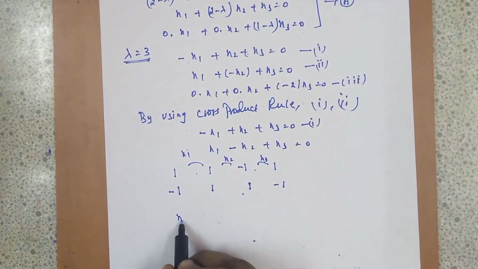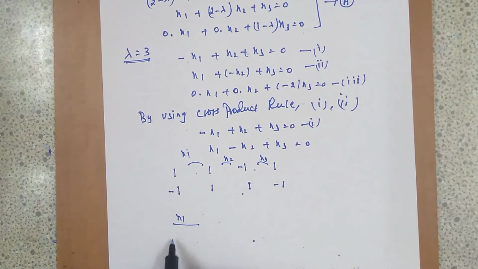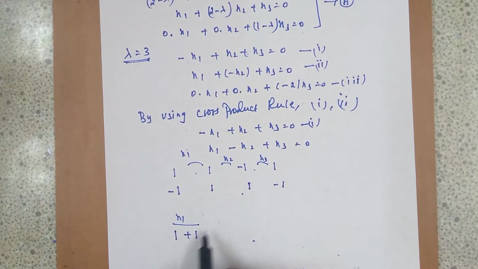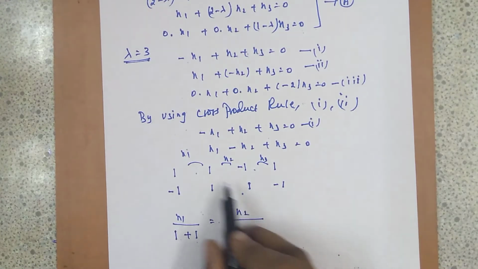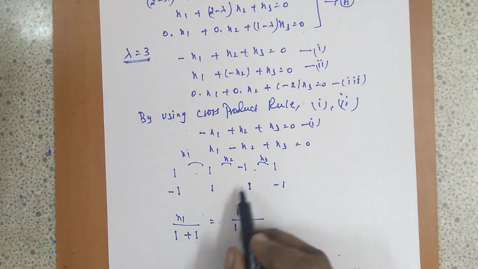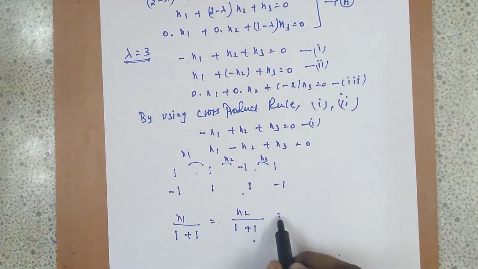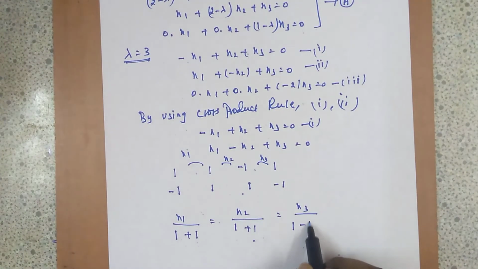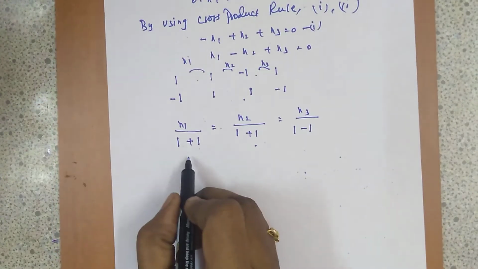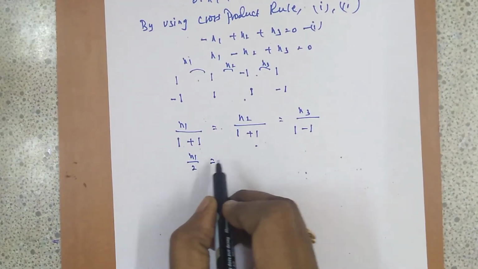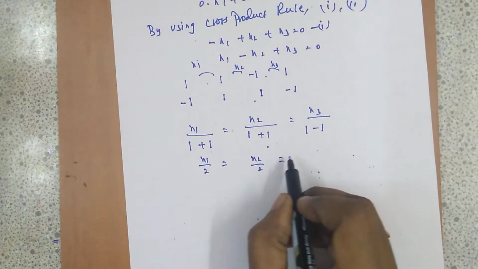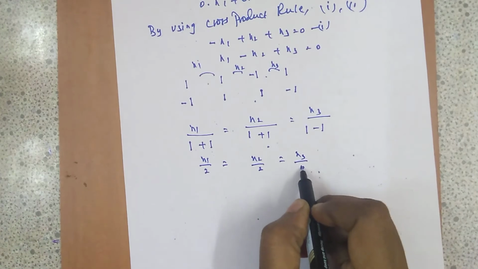So what will happen? x1 by, first multiplying in the downward direction 1. When you are multiplying in the upward direction we have to change the sign. So here it is minus 1, so we are supposed to write it as plus 1. Then x2 by 1. Again here also minus 1 comes, we need to write it as plus 1. And the last one x3 by minus into minus plus, and here it is minus 1. So x1 by 2, x2 by 2, and then x3 by 0.